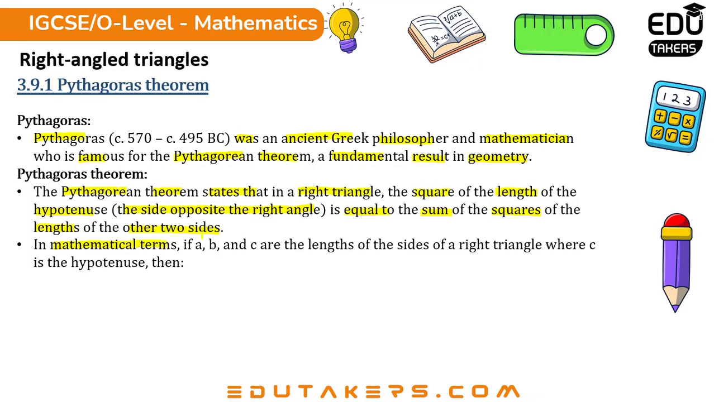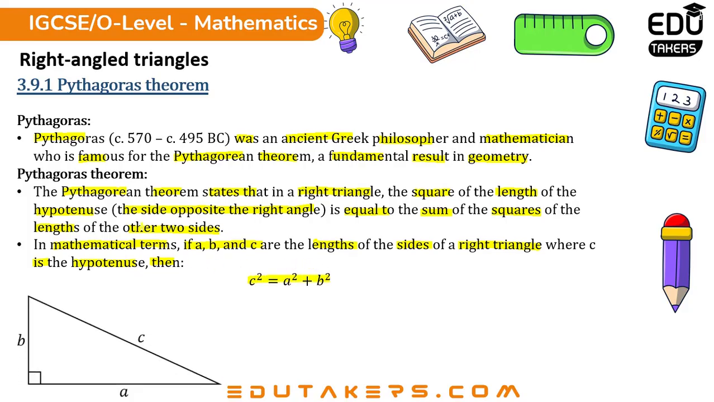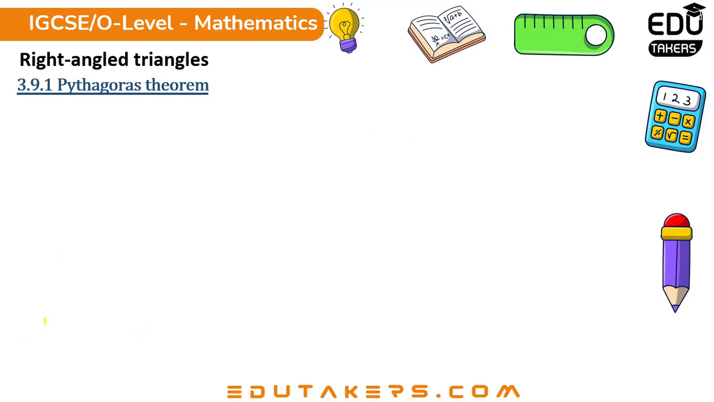In mathematical terms, if A, B and C are the lengths of the sides of a right triangle where C is the hypotenuse, then C square equals A square plus B square. It's a right angle triangle where C square is equal to A square plus B square.